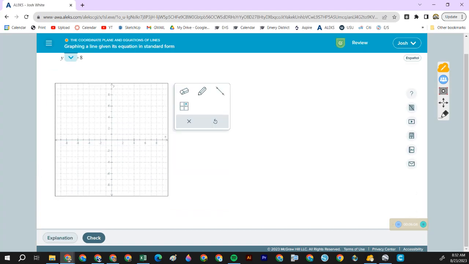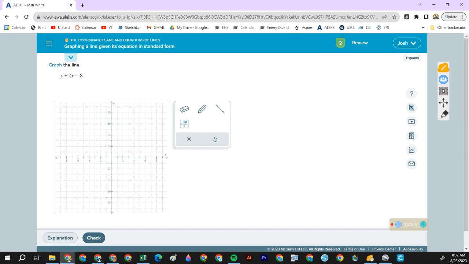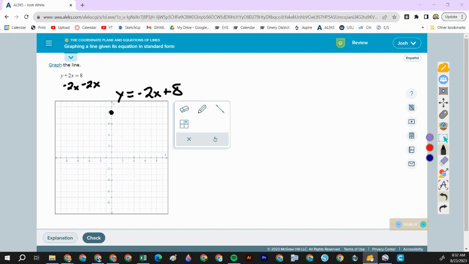So, graph the line y plus 2x equals 8. In order to graph this, we have to adapt it and make sure it's in a certain form. Right, we need it to say y equals, right? So I need to move the 2x over, and I get y equals negative 2x plus 8. So we put 8 on the y-axis, and then the slope is down 2 over 1, and there's the line.